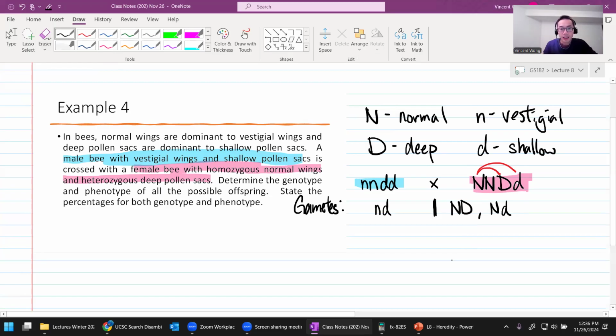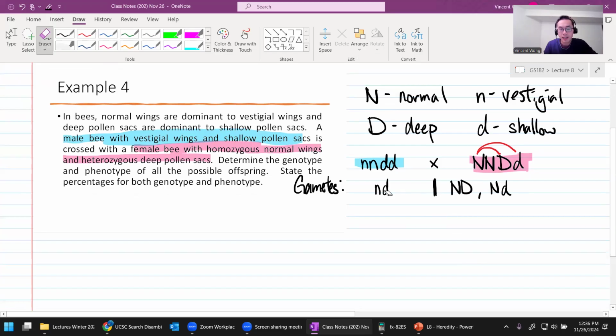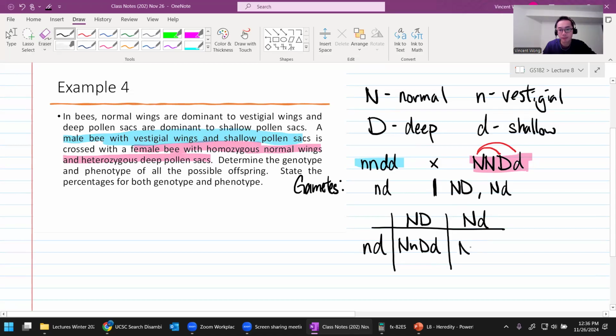Okay, moving on. Now we have the male and the female gametes. Our Punnett square will be 1 by 2, 1 row and 2 columns. We put the male gametes on the side and the female gametes at the top. Once you've done that, then you're going to combine the alleles. So big N, small n, big D, small d. And you're going to do the same thing for the other one. Big N, small n, small d, small d.